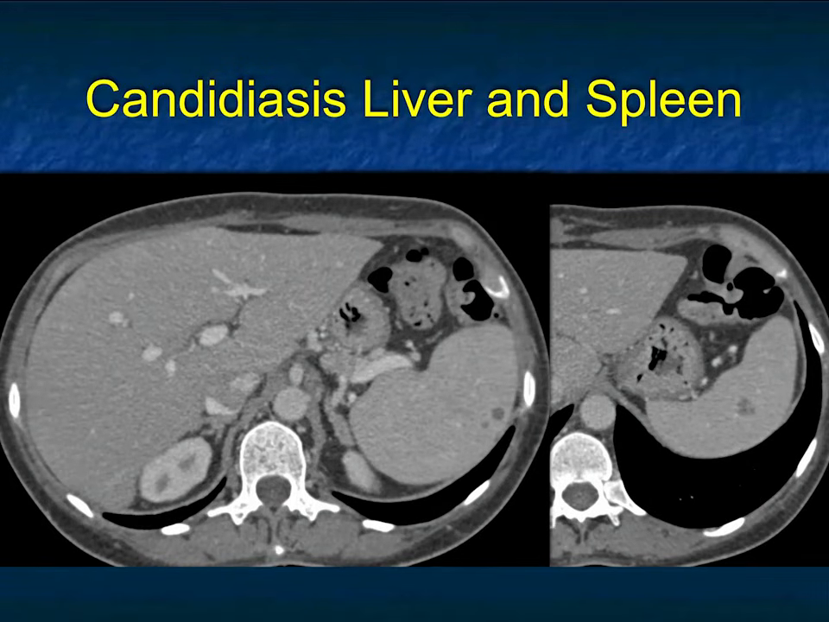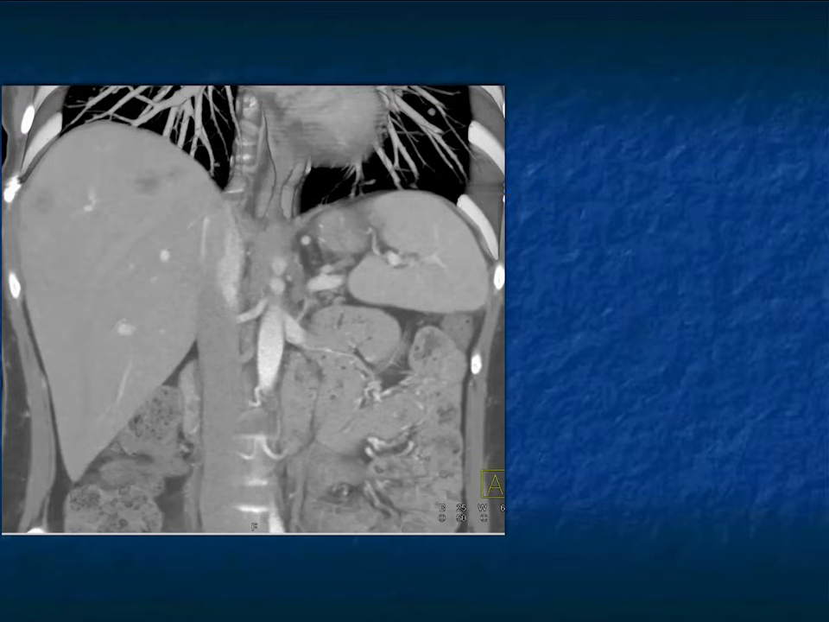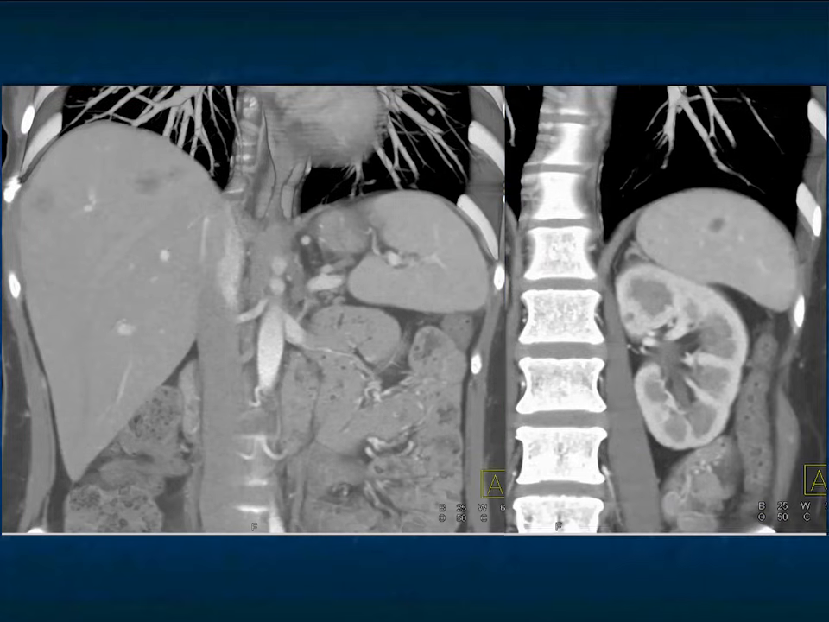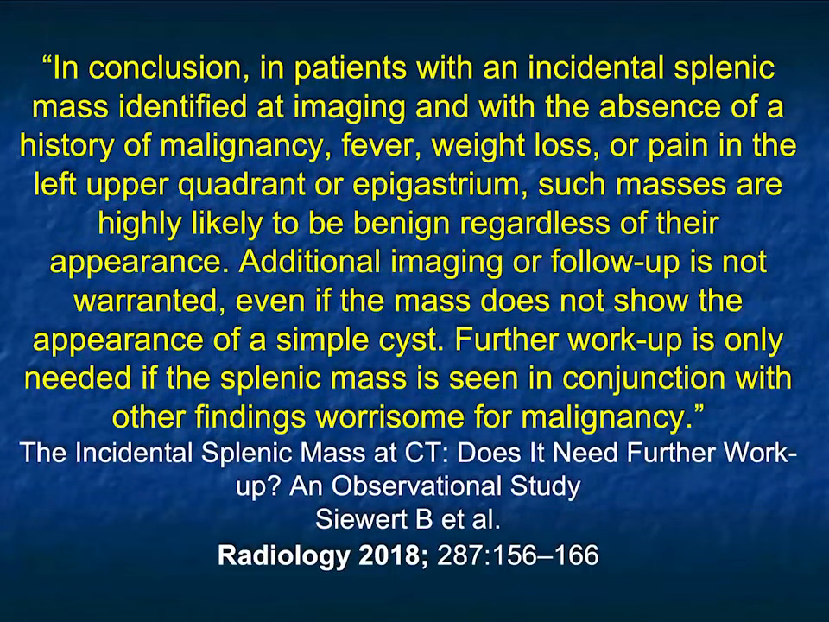Here's another example of candidiasis. Multiple small lesions, but nowhere as impressive as the prior case. That patient also has liver lesions. One of the things with fungal infection of the spleen, you got to look carefully at the liver and the kidneys. Both organs can be involved, and you can see some tiny lesions in the patient's left kidney as well.